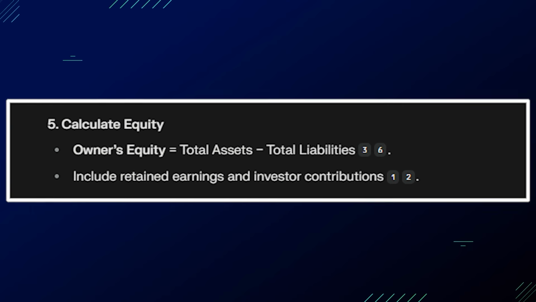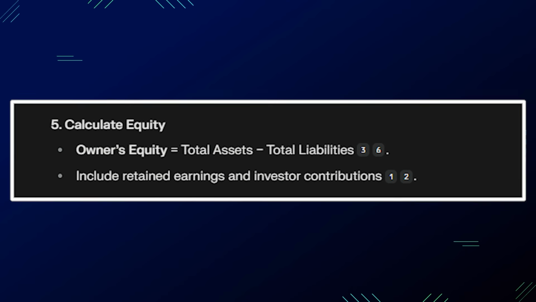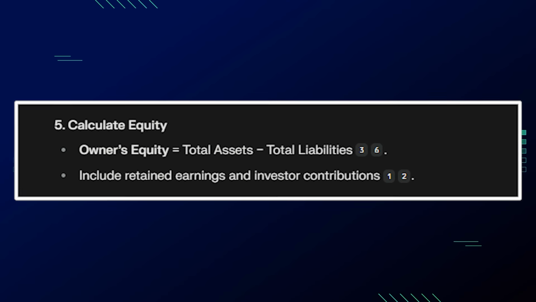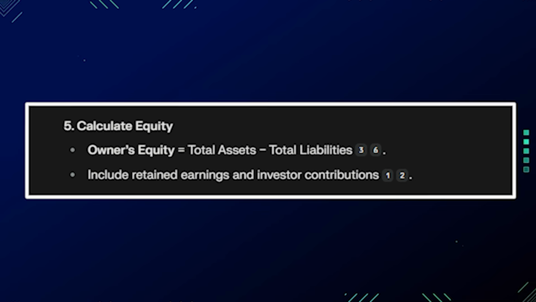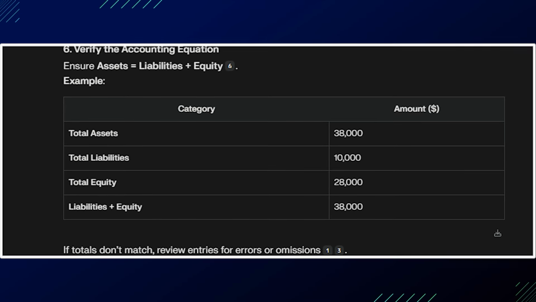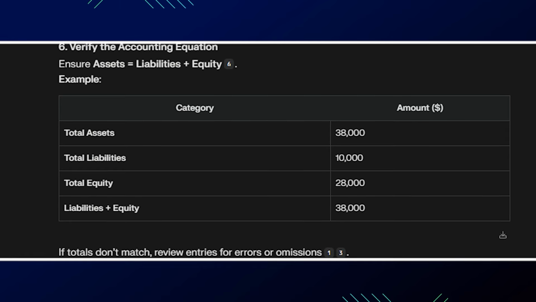Calculate equity, like the owner's equity equals total assets minus total liabilities. Include retained earnings and investor contributions. Then verify the accounting equation. Ensure assets equal liabilities plus equity.